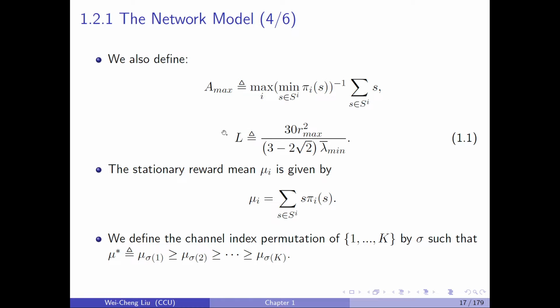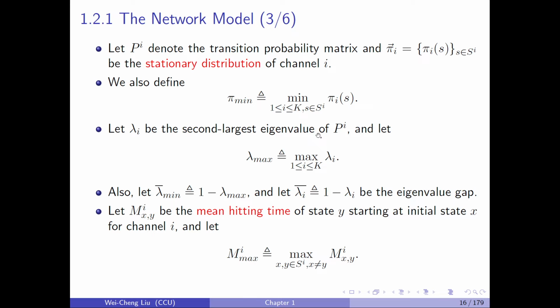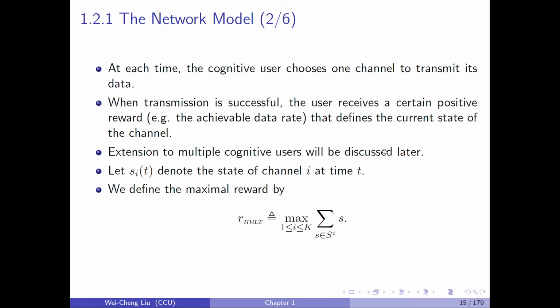Okay, in the third part of the class, we have reviewed L. L is defined as 30 times R max squared over 3 minus 2 times the square root of 2, times lambda bar minima. What is R max? Let us review. R max is the maximum reward, which is defined as the maximum of the summation over S, where S is in capital S_i.